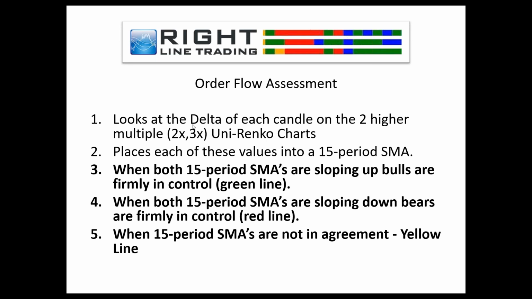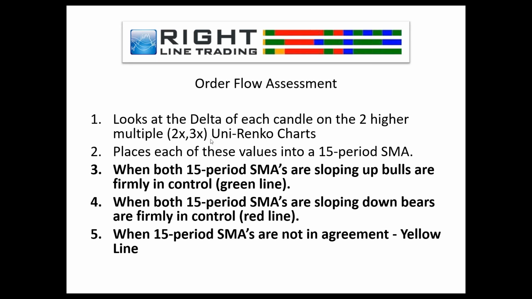Now, if you're trading a 2 minute, we're going to look at the 6 minute and the 18 minute. If you're trading a tick, we're going to look at the two higher Fib numbers. If you're trading a range, say a 5 range, we're going to look at the 8 range and 13 range, which are the two higher Fib numbers. And we're going to look at the market delta of the candles of those time frames and ignore the market delta on the candles of the time frame that you are trading.